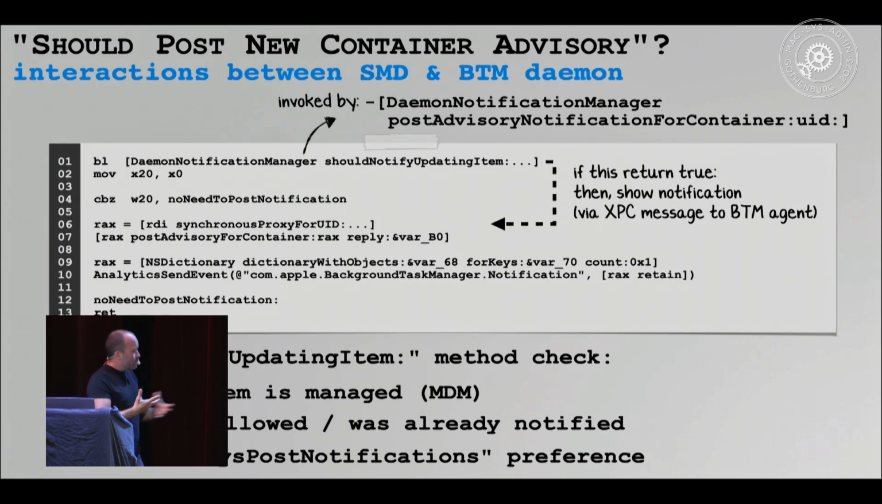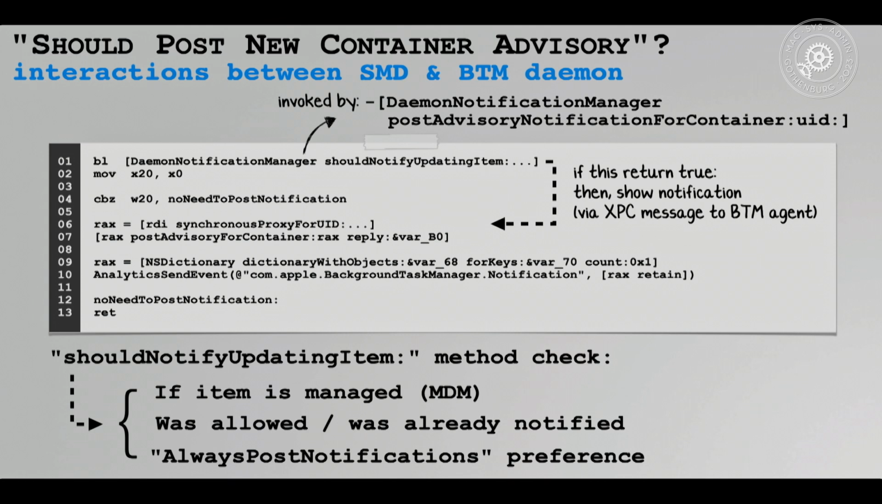Now, almost wrapping up the internals part of this discussion, but we should look a little closer at this should post new container advisory method. So this starts, again, going back to SMD and the BTM daemon. It calls a method, should notify updating item. And if we look at that, it performs various checks. For example, it checks if the item is managed by MDM. If it is, it doesn't generate a notification, depending on how you've set up and configured MDM.